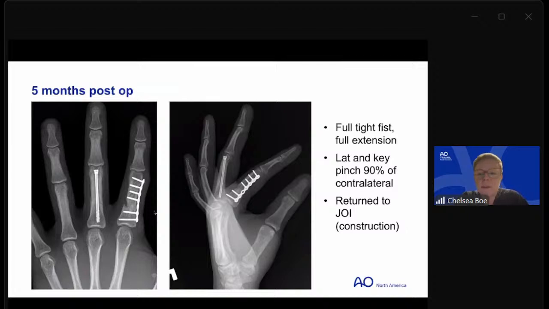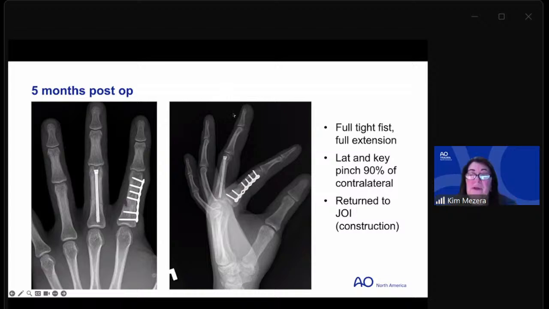You can see there's a little bit of delayed radiographic healing at part of that index finger proximal phalanx, but good robust healing at that short oblique fracture. And his motion was excellent. I wish I had images, but I'm terrible at remembering to take those pictures of patients. But a really nice tight fist, full extension. He's returned to his job of injury in construction and has absolutely no limitations.